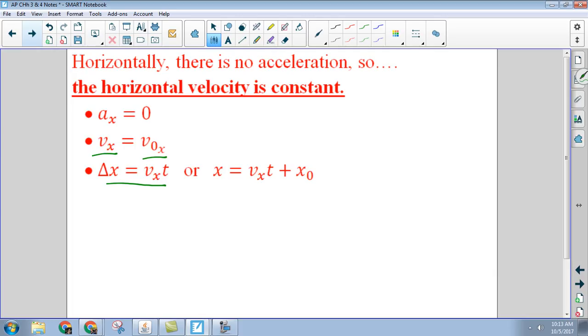Or your position at any given time is vx times t plus your starting position, which was what Carlo was saying before. Any problems with that? Any questions? All right, I'm kind of trying to plow through this so we can actually get to an example.